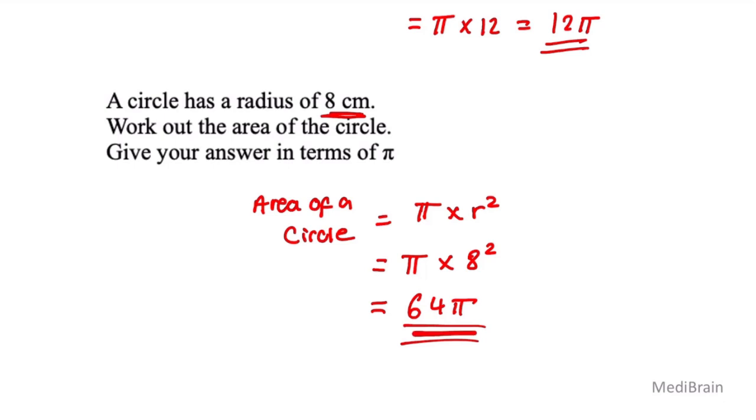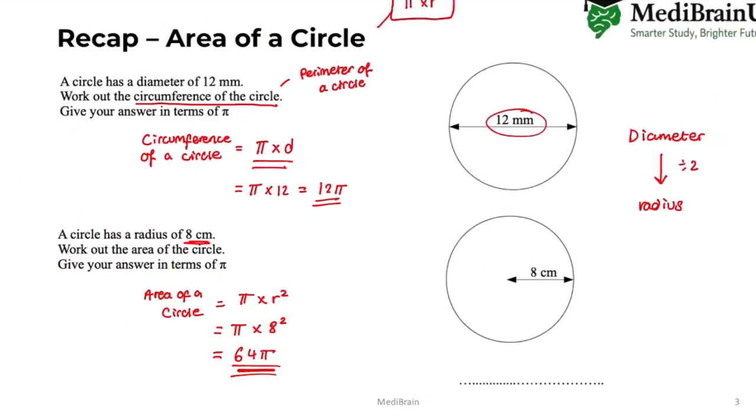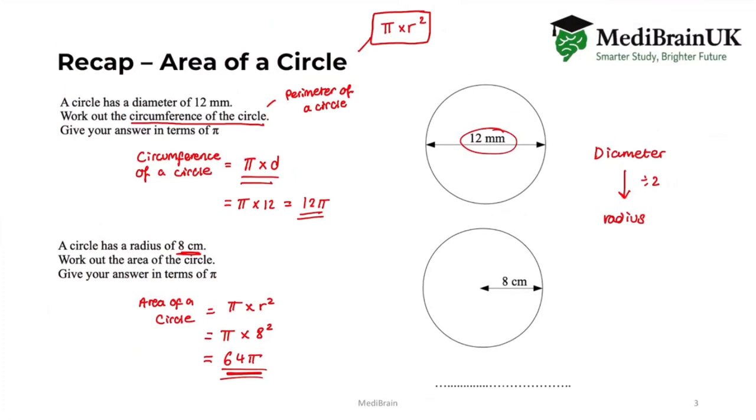When it says in terms of pi, they're basically telling you you don't need to use a calculator for this question. So over here we had 12 pi, and over here we had 64 pi. This is really important when you're working out the volume of a cylinder. When you're working out the area of a circle, you do pi times r squared.